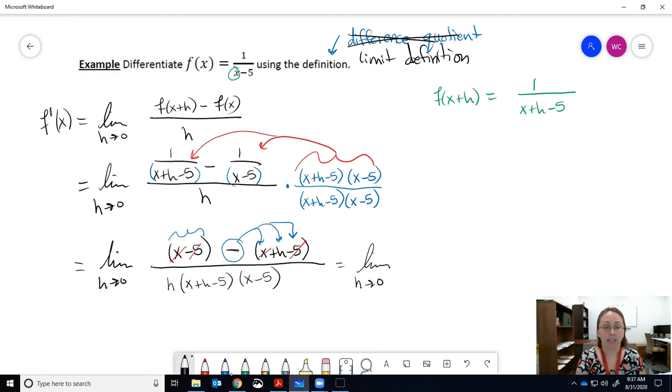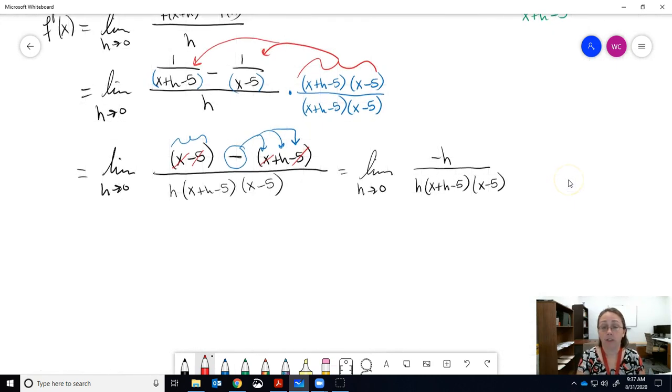On top, we have a negative h. That's it. Everything else canceled. On the bottom, well, we still have everything because nothing canceled. All right. You can try to take the limit by plugging in 0, but you're going to get indeterminate form, 0 over 0. So let's do some more algebra.